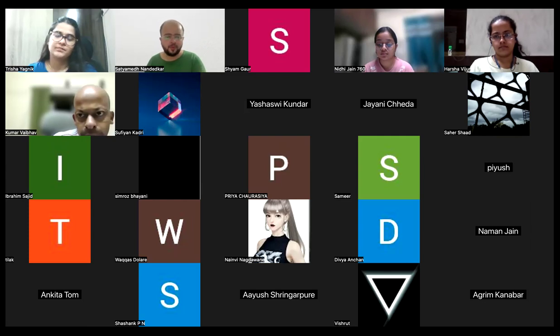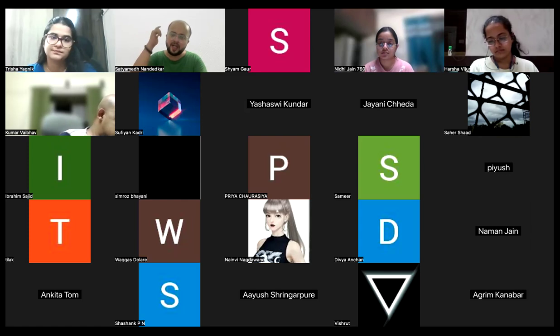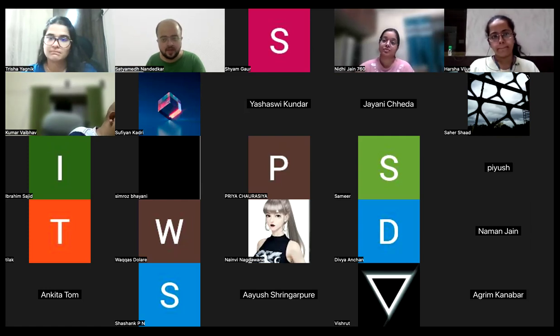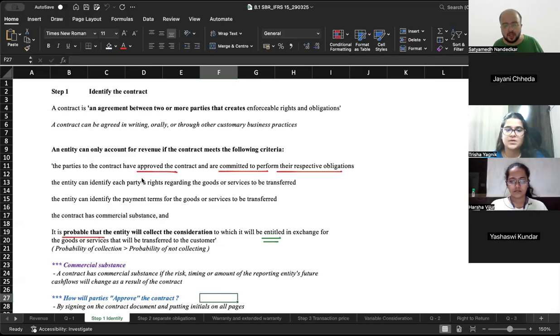So a couple of pointers. The parties to the contract should have approved the contract and they are committed to meeting the obligations. The entity can identify each party's rights regarding the goods or services. You can identify the payment terms, right? And the contract has commercial substance.